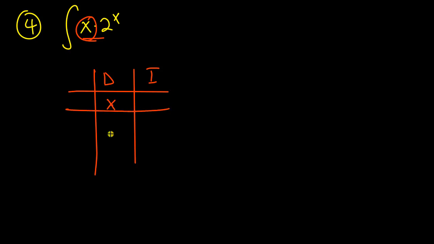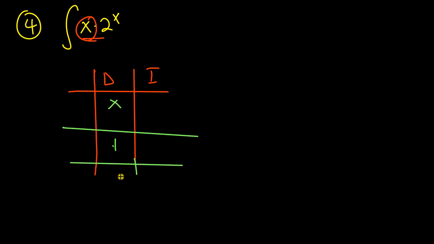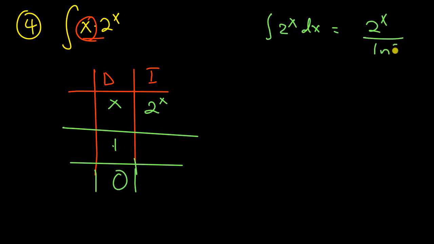So if I differentiate x, I think I need to make this column bigger for reasons you will see quickly. So also I get another color. Alright, so I have x. If I differentiate x, I get 1. If I differentiate 1, I get 0. We stop there. Then let's have 2 to the power x here. If I integrate 2 to the power x with respect to x, we get 2 to the power x divided by natural log of 2.